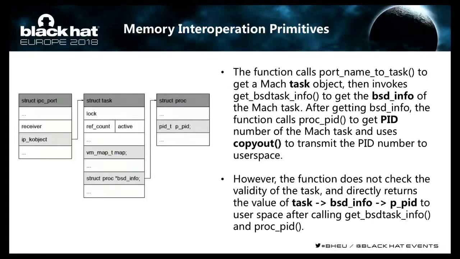The function first calls port_name_to_task to get a mach task object, then invokes get_bsdtask_info to get the BSD info of the mach task. After getting the BSD info, the function calls proc_pid to get the PID number of the mach task and uses copyout to transmit the PID number to user space. However, the function doesn't check the validity of the task and directly returns the value of task BSD info PID to user space after calling the pid_for_task system call.